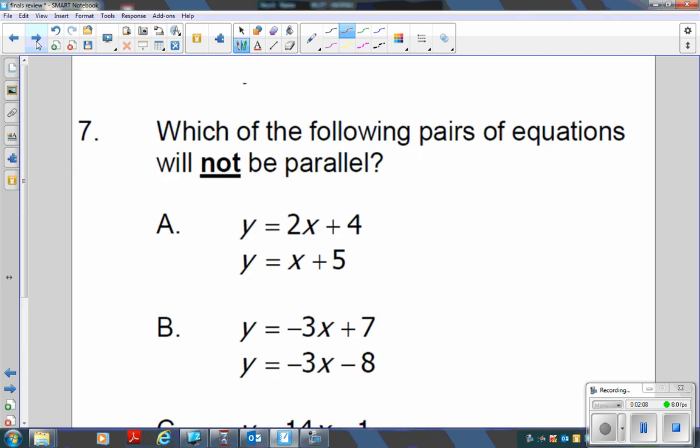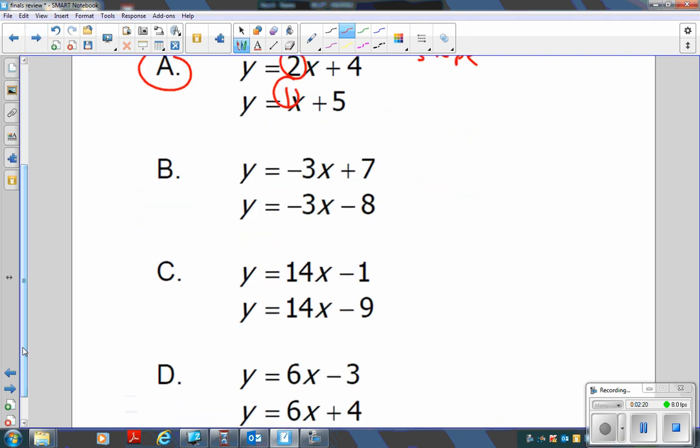Which of the following will not be parallel? Parallel means you have the same slope. These right here are not parallel because these numbers are not the same. These are parallel. These also. And these also.